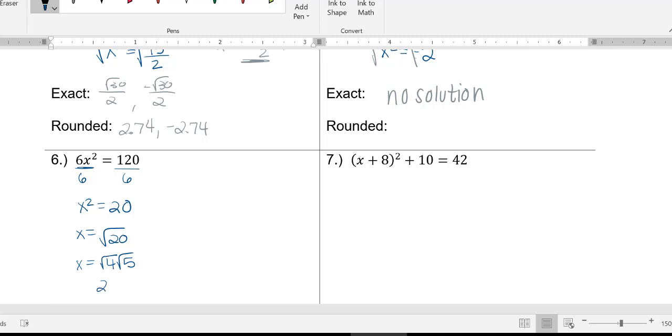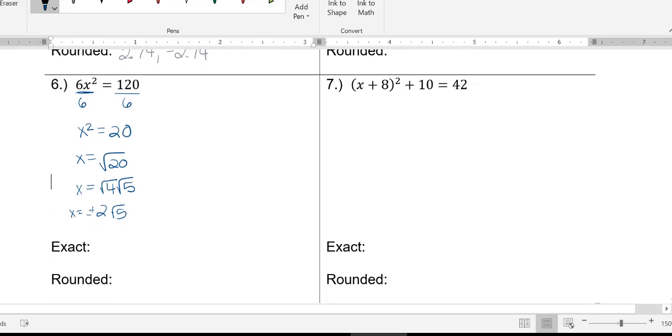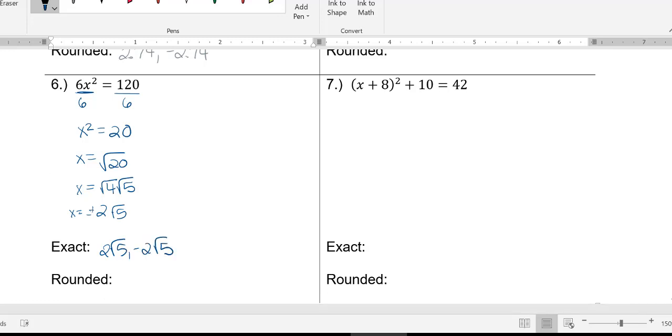So we get 2 root 5. Positive 2 root 5 and then also negative 2 root 5. Our rounded value is 4.47 and negative 4.47.